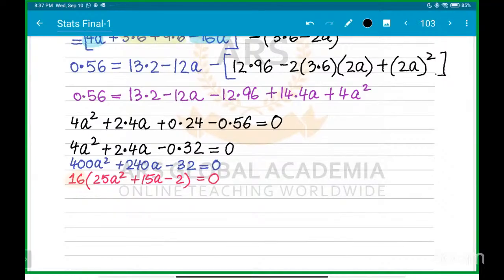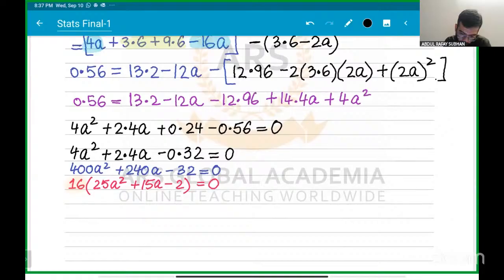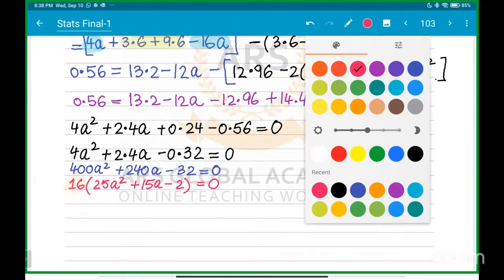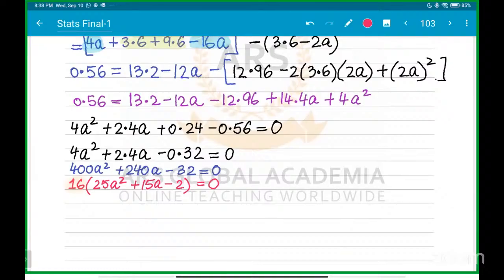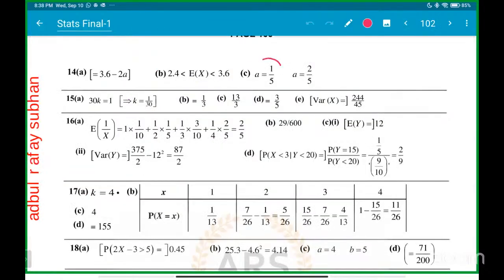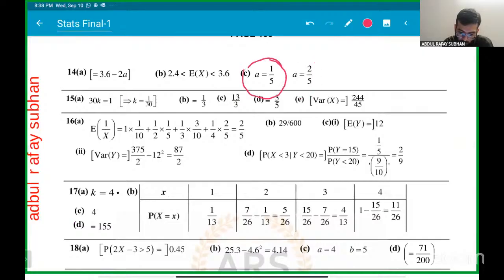So zero point is gonna be minus 4a square plus 14.4a minus 12, 2.4a and 13.2 minus 12.96, 0.24 minus 0.56, negative 0.32, and multiplied with 100 on both sides. Yes, go on, I'm listening. So the answer for a is gonna be minus 0.71, and the answers will be a equals 1 over 5 or 2 over 5.